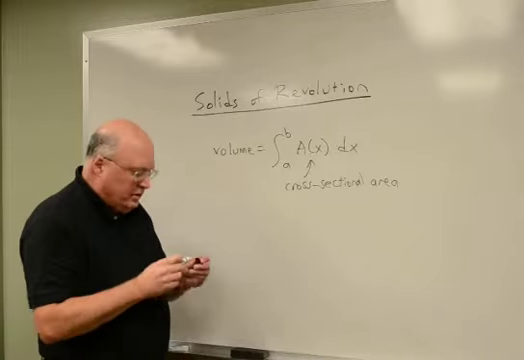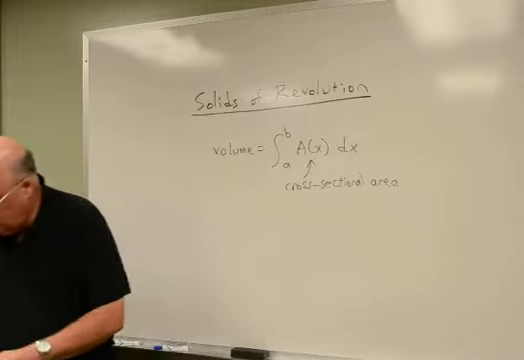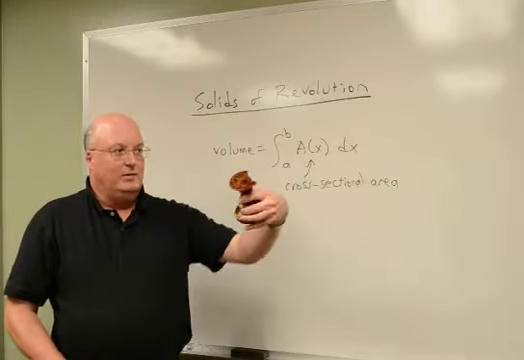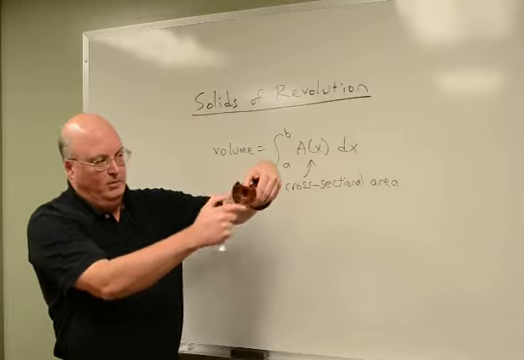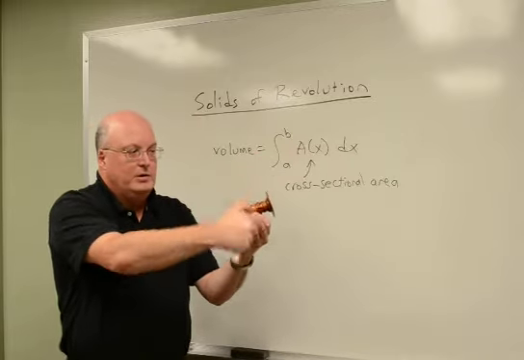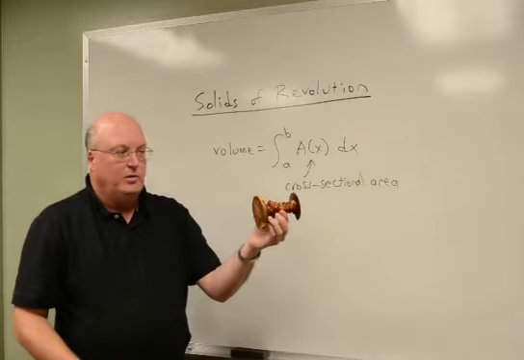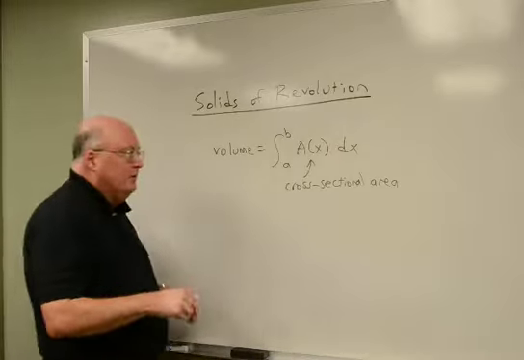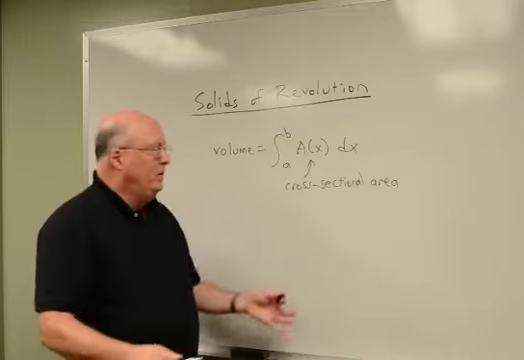However, what are the cross sections here? The cross sections here are all circles, right? You have a circle. If it hadn't broken, it would be a circle. Here you've got your circle. All your cross sections in the middle are circles. And we know the area of a circle. The area of a circle is pi times the radius squared.